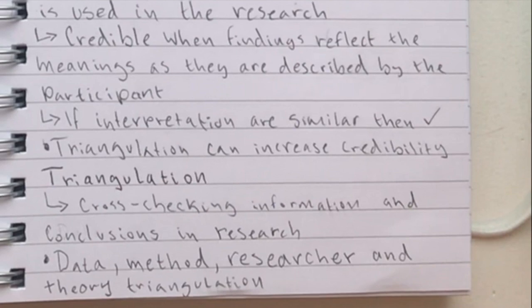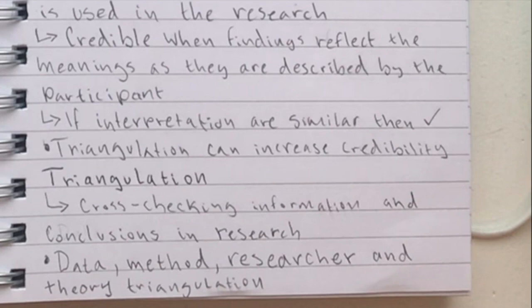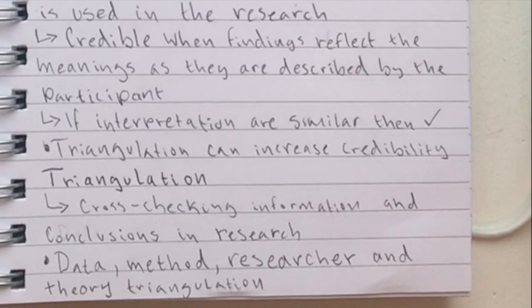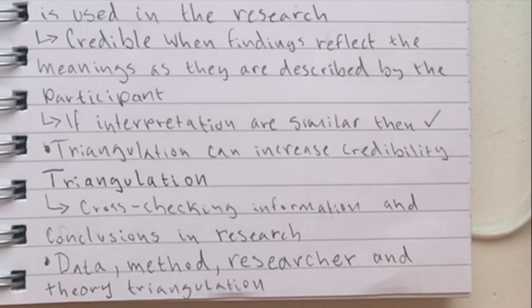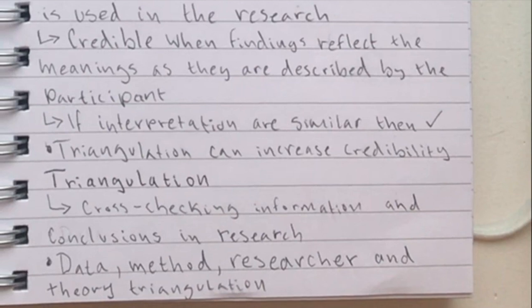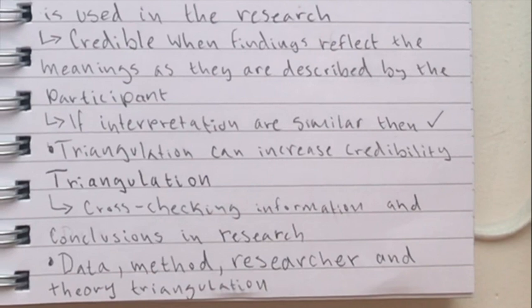Also, instead of a participant and a researcher, you might take two different researchers, make them analyze the data, and if they both come to the same interpretation, then it is credible. Triangulation can increase credibility. So what is triangulation? Triangulation is cross-checking information and conclusions in research. So you can use triangulation in many aspects. For example, data triangulation is using many different types of data or sets of data. And method triangulation is using many different methods.